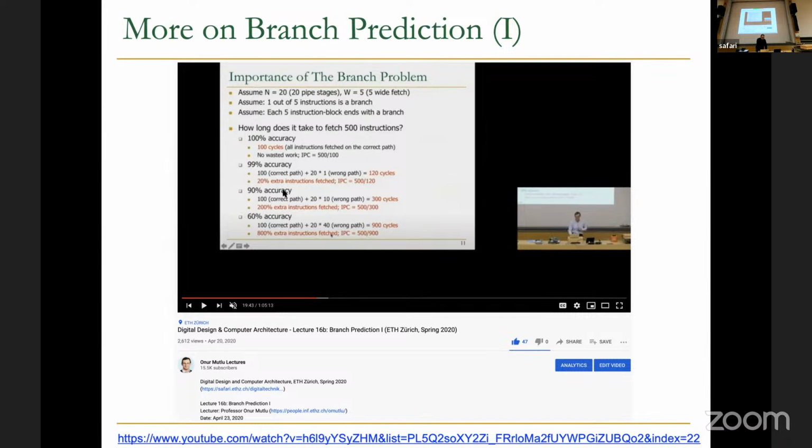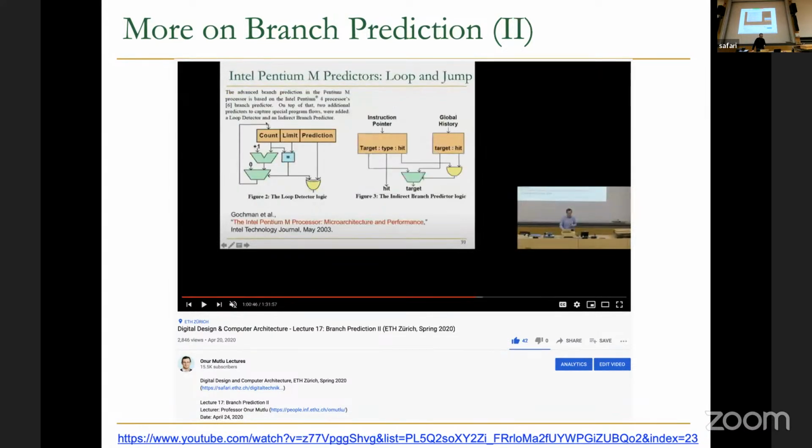Imagine in this particular example, your branch prediction accuracy is 99%, which is good, no? You have only 1% inaccurate results. In the end, you are executing 20% extra instructions in this particular example. And if your branch prediction is 90% accurate, you are executing 200% more instructions. So you can see that the accuracy of branch prediction is quite important, and it's important to make it as accurate as possible.